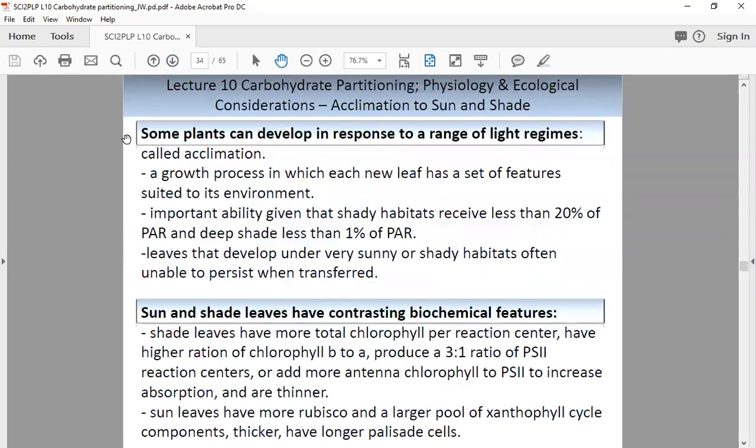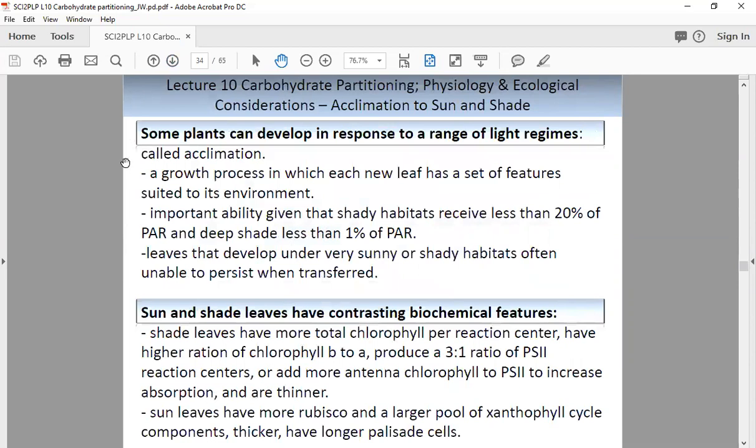All right, some plants have amazing plasticity, that is the flexibility to acclimate. So these plants can develop in response to a range of different light regimes, and also other changes in the environment, not just changes in light. And this is called acclimation.